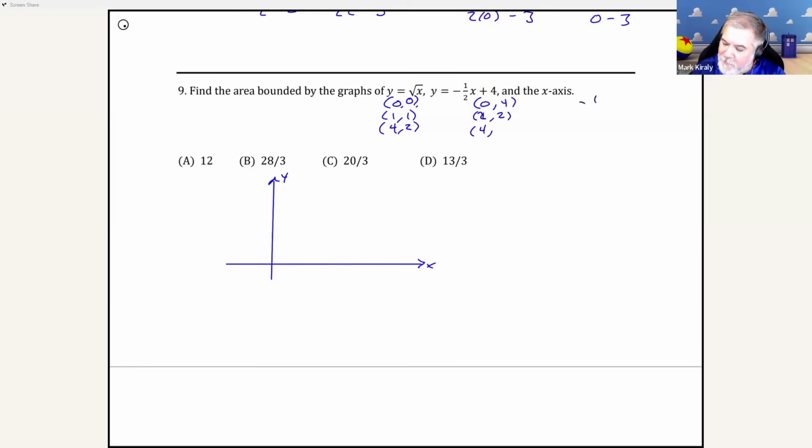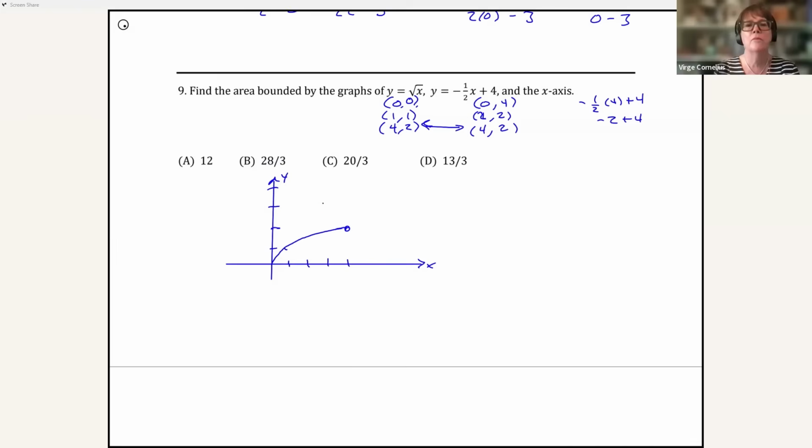Negative 4. Let's see. This is the magical one, right? At 4, you get 2. That's the intersection of the line and the square root function. So I know I'm going to take my square root out to 4, 2 on my parabola. And then this line starting there has a slope of negative 1/2. So we're going to take this out a little bit.